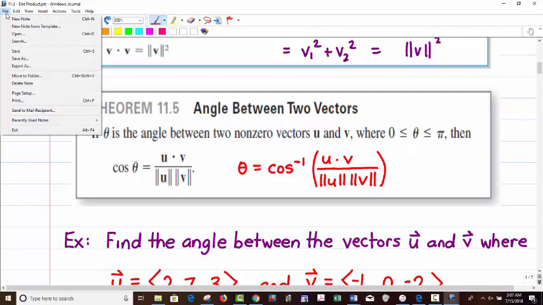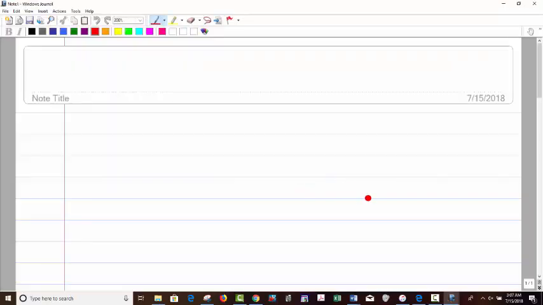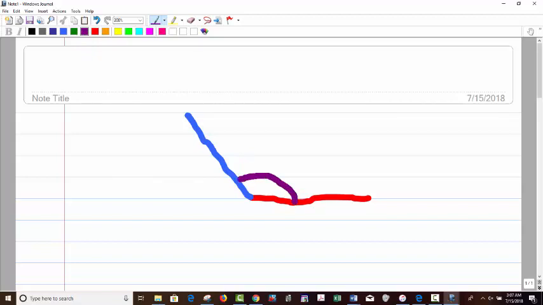Let me just do a rough sketch for you on a new page. Let's say you had a vector like this, and then we had another vector like this. The calculation in the formula is automatically going to measure this angle between them and not the angle all the way around like that. So it's automatically measuring the shortest angle, the one that's less than 180 degrees.